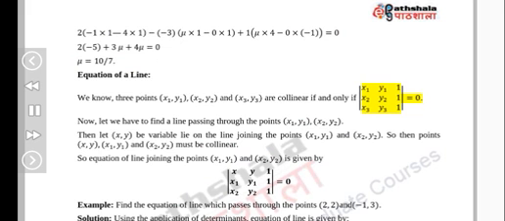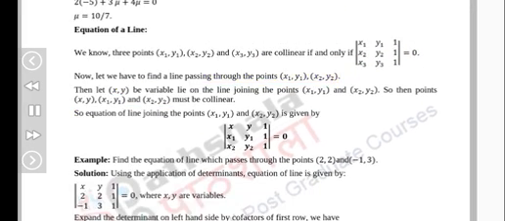Equation of a line. We know 3 points (x1, y1), (x2, y2) and (x3, y3) are collinear if and only if the determinant with rows x1 y1 1, x2 y2 1, x3 y3 1 equals 0.